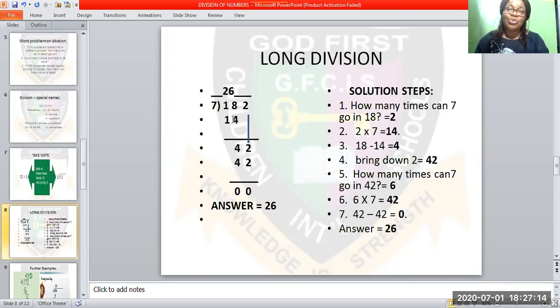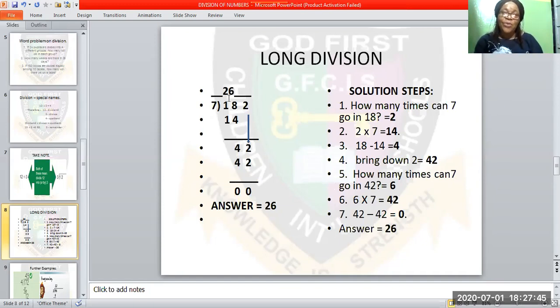If we look further on, we will notice that we bring down 2. It becomes 42. And as long as it is 42, we now ask, how many times can 7 go in 42? How many times can 7 go in 42? It is 6. Answer is written above.